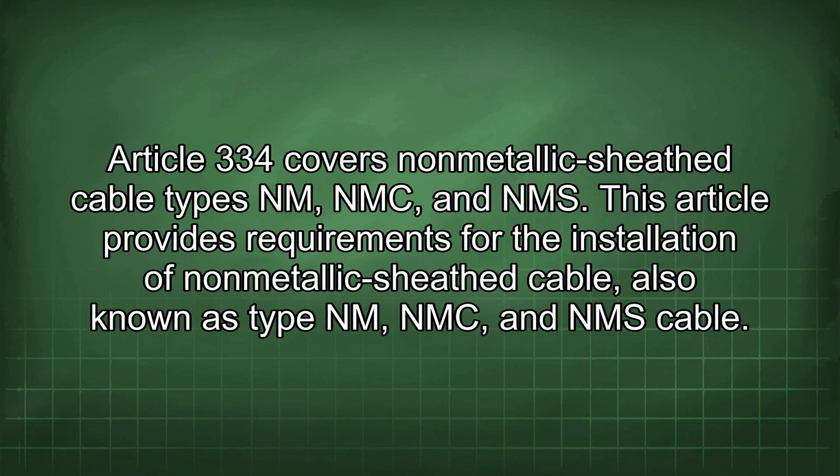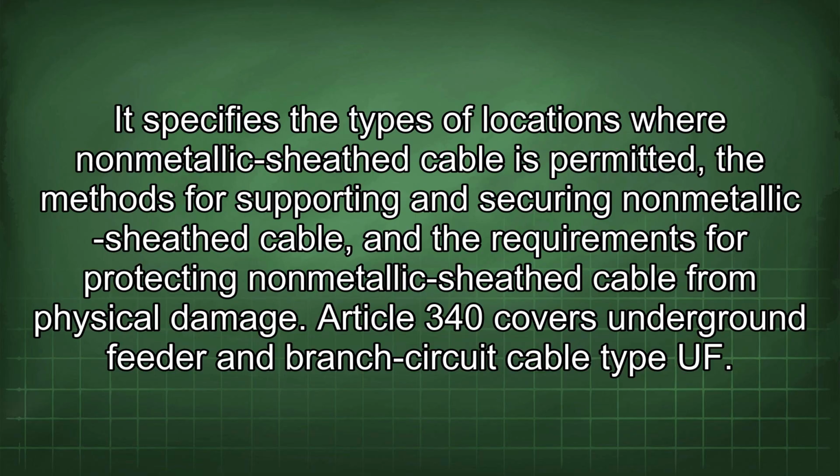Article 334 covers non-metallic sheath cable types NM, NMC, and NMS. This article provides requirements for the installation of non-metallic sheath cable, also known as type NM, NMC, and NMS cable. It specifies the types of locations where non-metallic sheath cable is permitted, the methods for supporting and securing non-metallic sheath cable, and the requirements for protecting non-metallic sheath cable from physical damage.